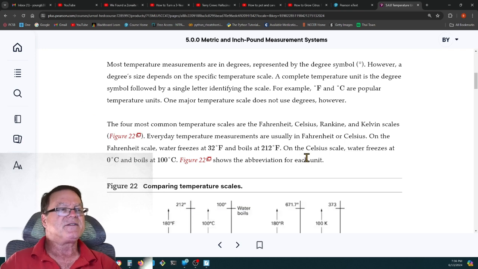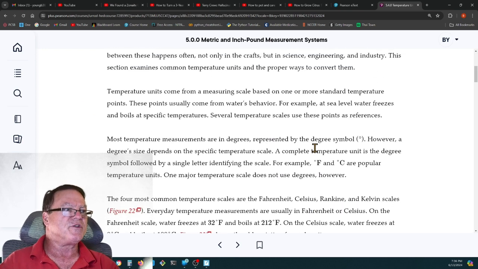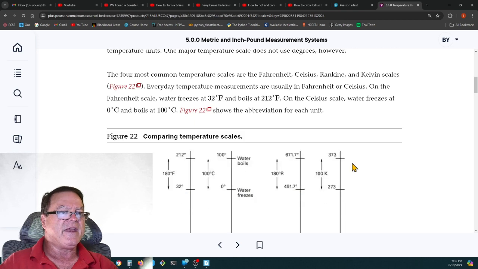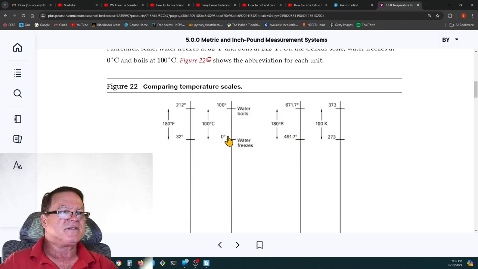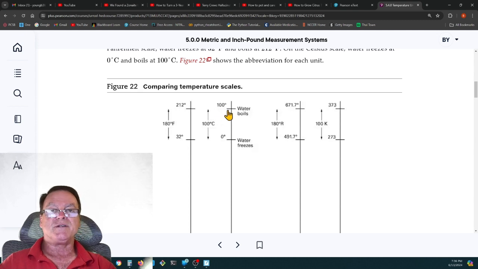There are two main scales when it comes to temperature, Fahrenheit and Celsius. In Celsius, they've set the freezing point of water to be 0 on the scale, and the boiling point of water is 100 degrees Celsius. So there are 100 degrees difference between boiling and freezing of water.